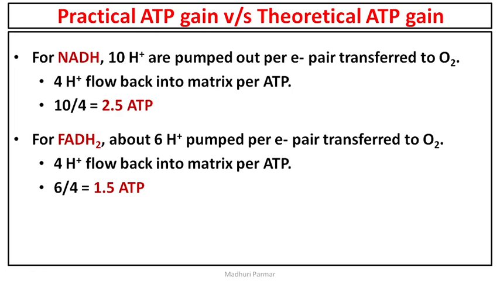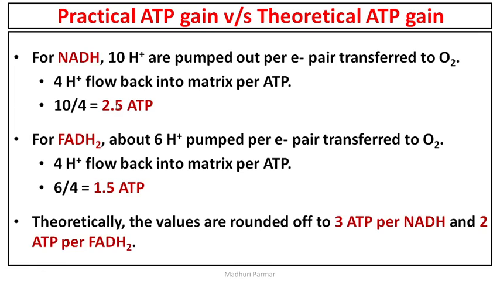When you study in higher standards or further studies, if by chance you come across this topic again, in higher studies you will be considering 2.5 ATP and 1.5 ATP respectively. But for your NCERT, they are rounding off these figures. Rounding off, you get the theoretical ATP gain, which is nothing but 3 ATP per NADH and 2 ATP per FADH2. So from 2.5 it becomes 3 and 1.5 becomes 2. Clear? So these are the values you have to remember.